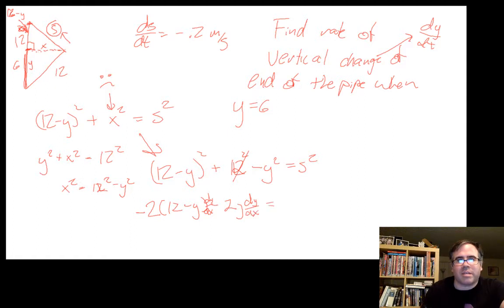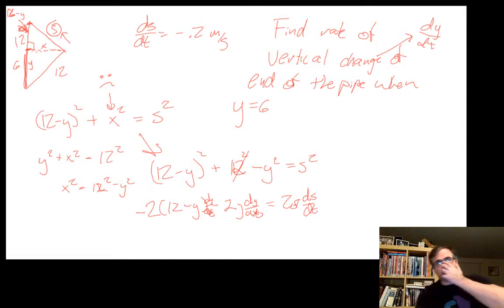And on this side, we have 2s, s, ds. I'm just messing up all over. This is supposed to be dt. And so now, it's ugly, right? But it's all mostly stuff we know, right?